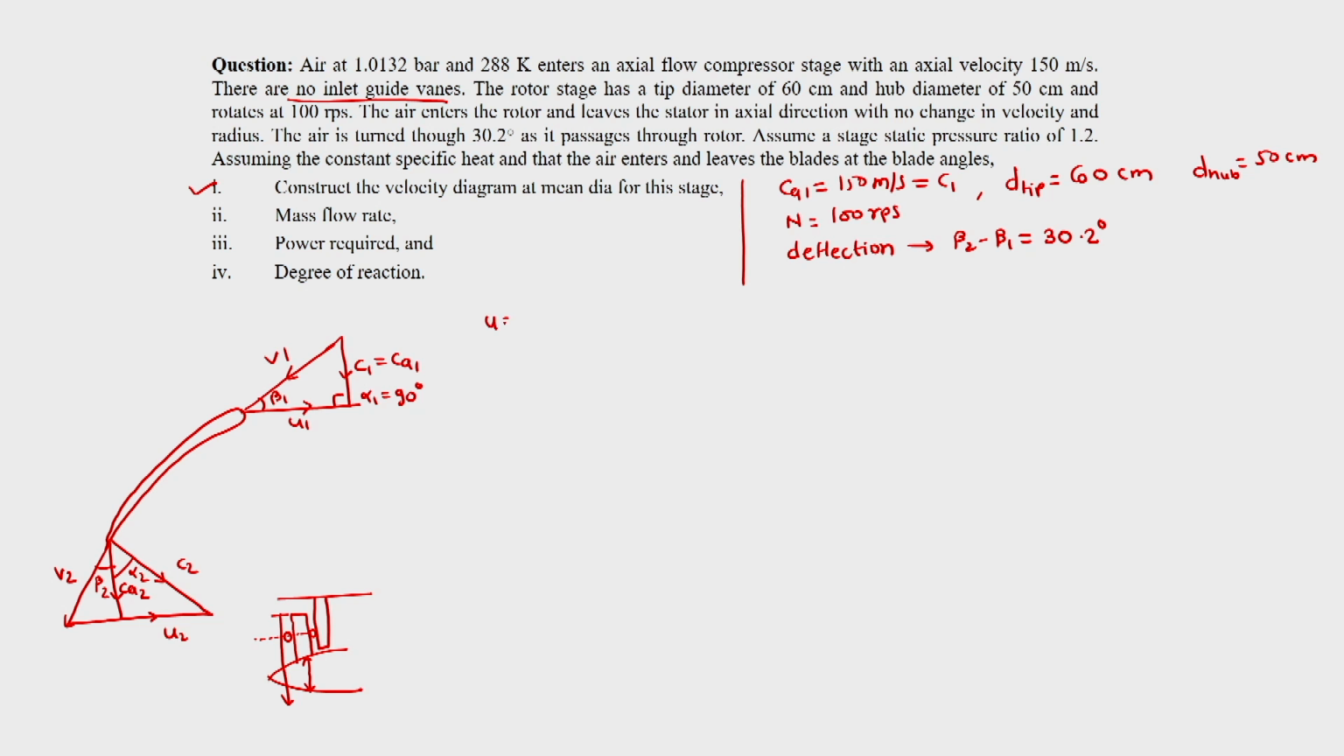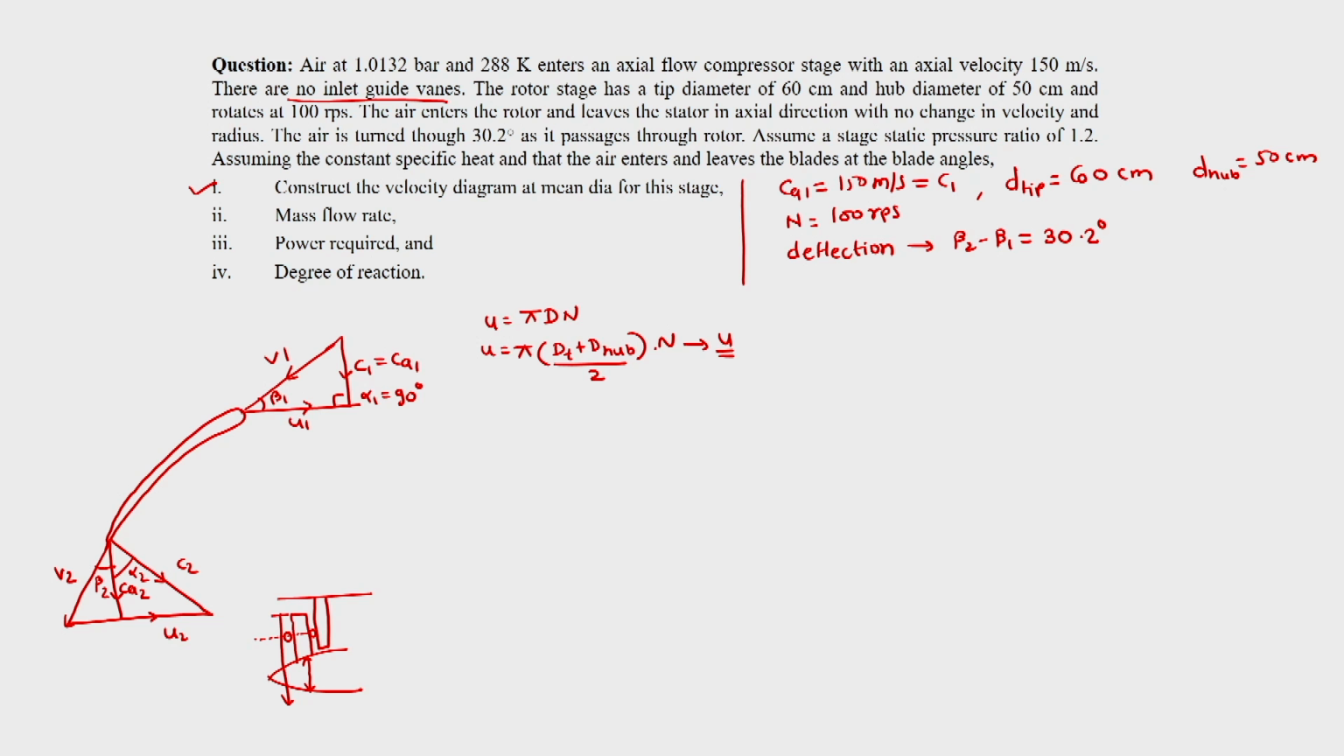So U is equal to pi dn. We would have used 60 in this formula if n were given in rpm, but n is given in rps. So here we can use d equal to d tip plus d hub by 2, into n. We know n and these two diameters, so we can find U from here. So we know U now.